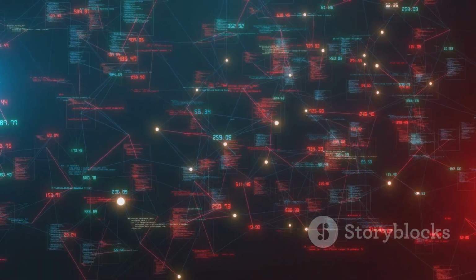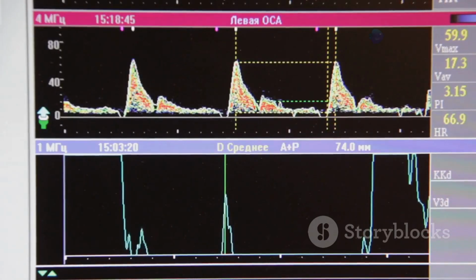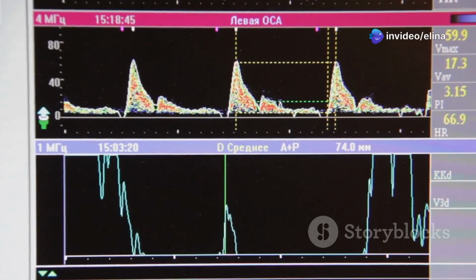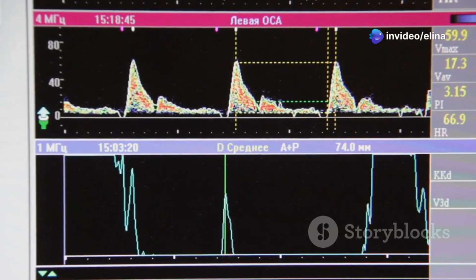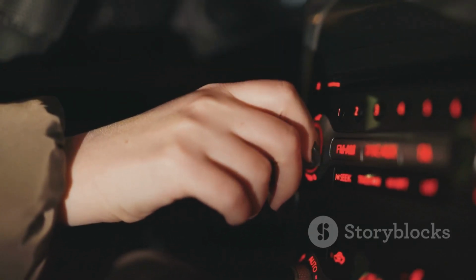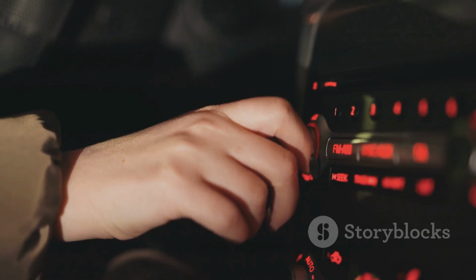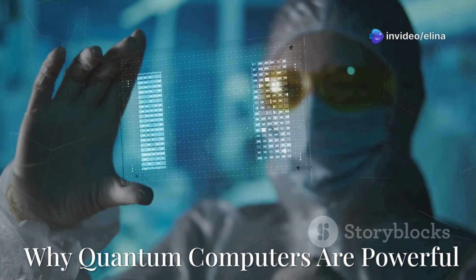And then there's interference. Quantum computers amplify the probabilities of correct answers and cancel out the wrong ones using interference. Think of it like tuning radio signals. Constructive interference strengthens the signal you want, and destructive interference cancels noise.